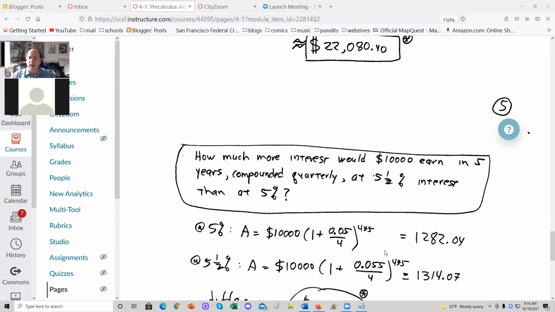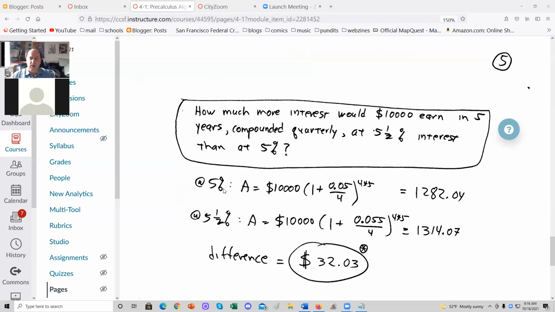How much more interest would $10,000 earn in 5 years, compounded quarterly at 5.5% interest than at 5% interest? All right, so we calculate the interest of the amount at 5%. 10,000 times (1 + 0.05/4)^(4 times 5) is $1,282.04. At 5.5%, the later amount is 10,000 times (1 + 0.055/4)^(4 times 5), which is $1,314.07. The difference is $32.03.